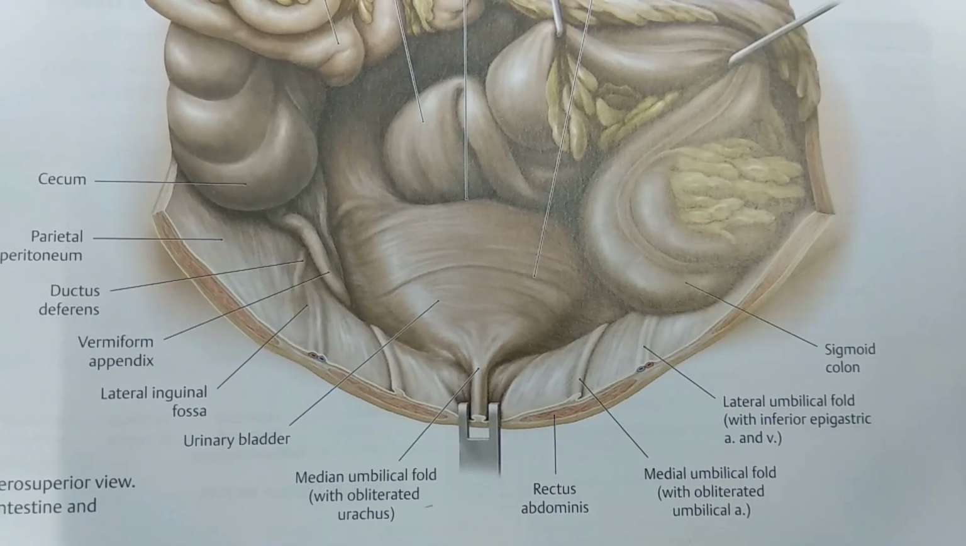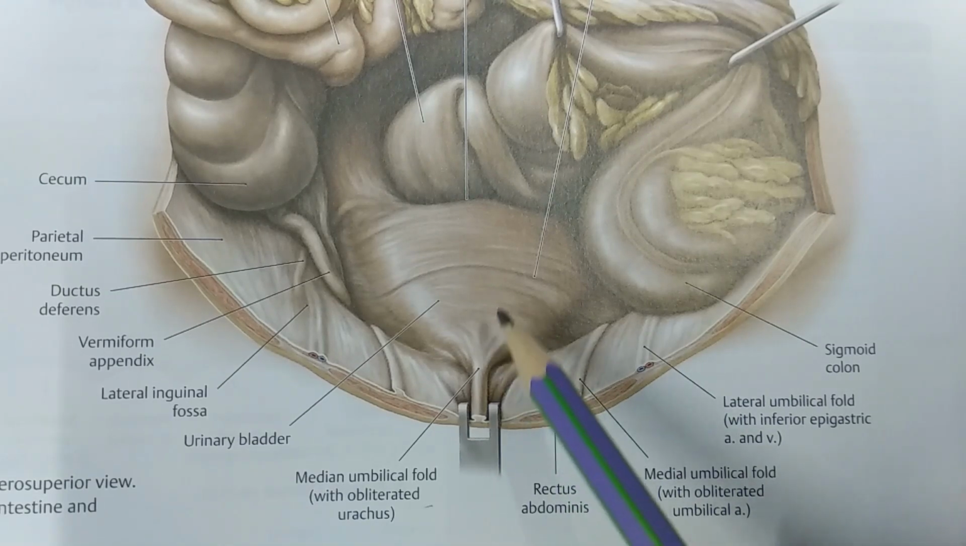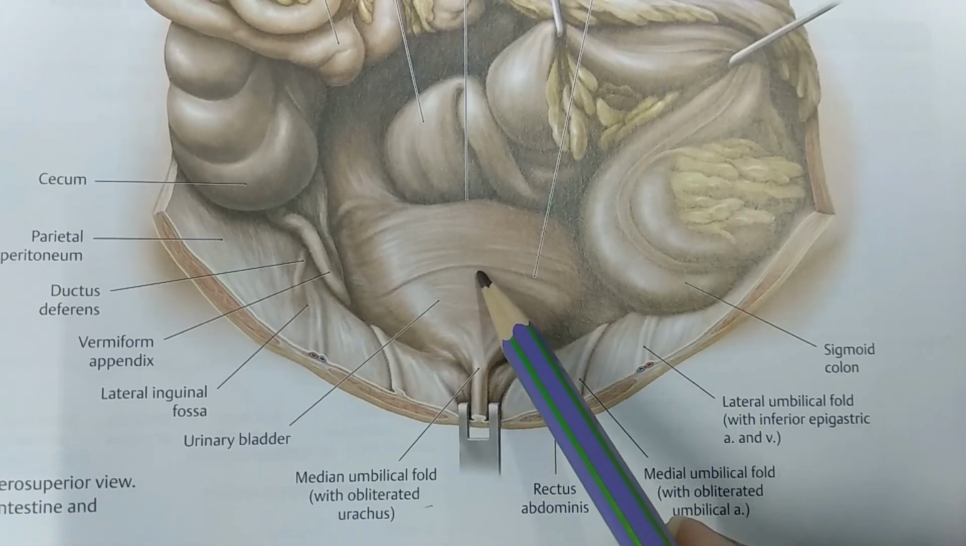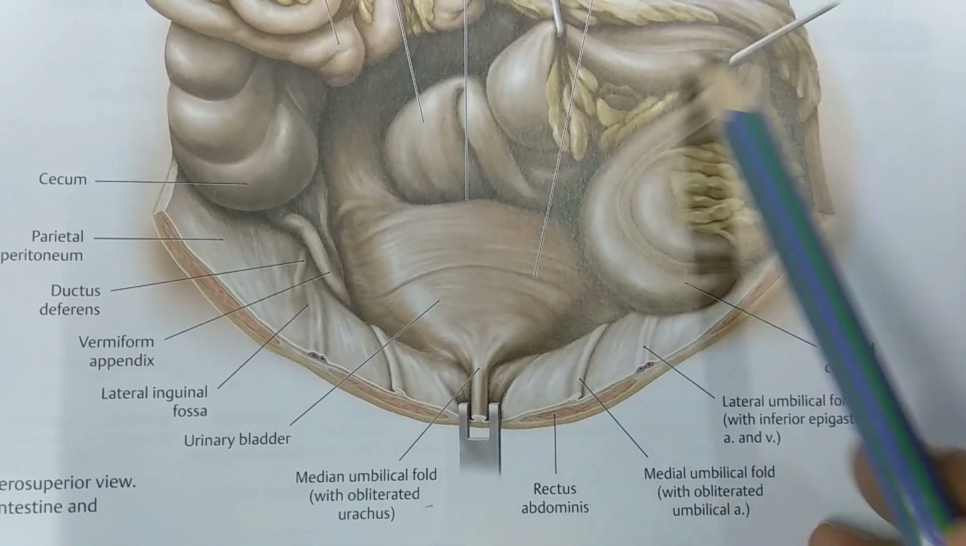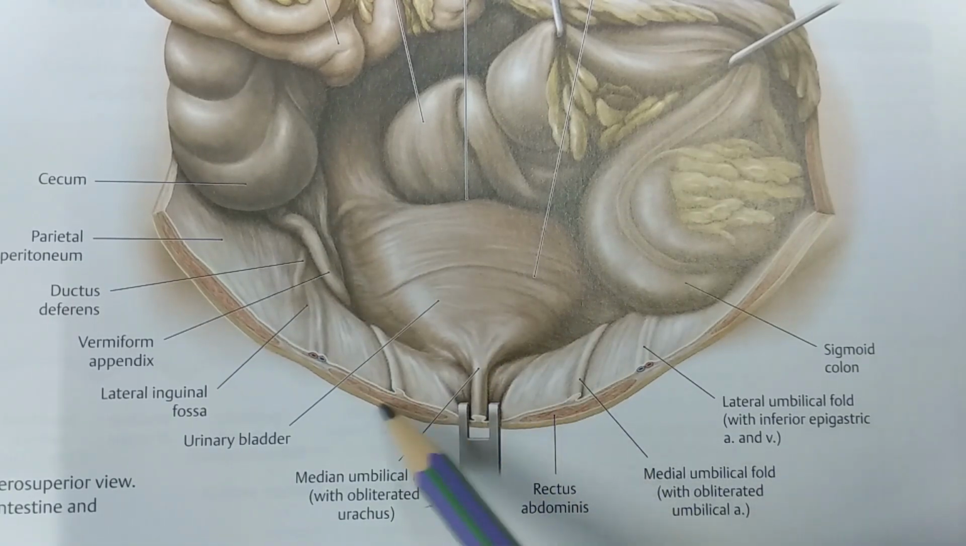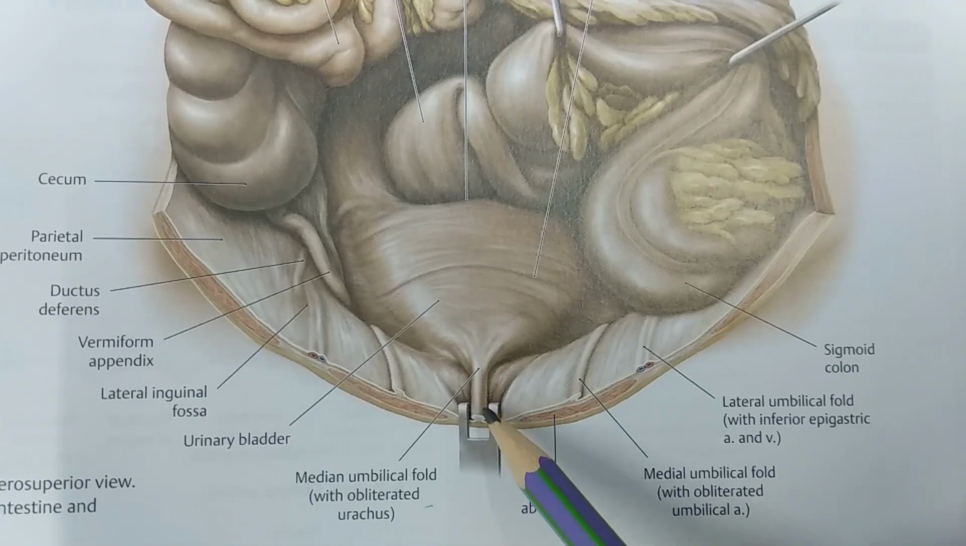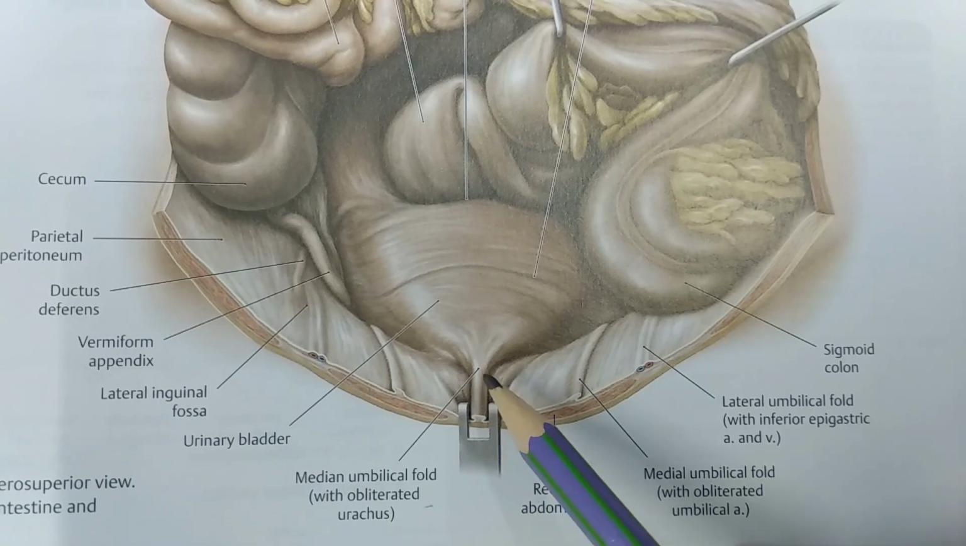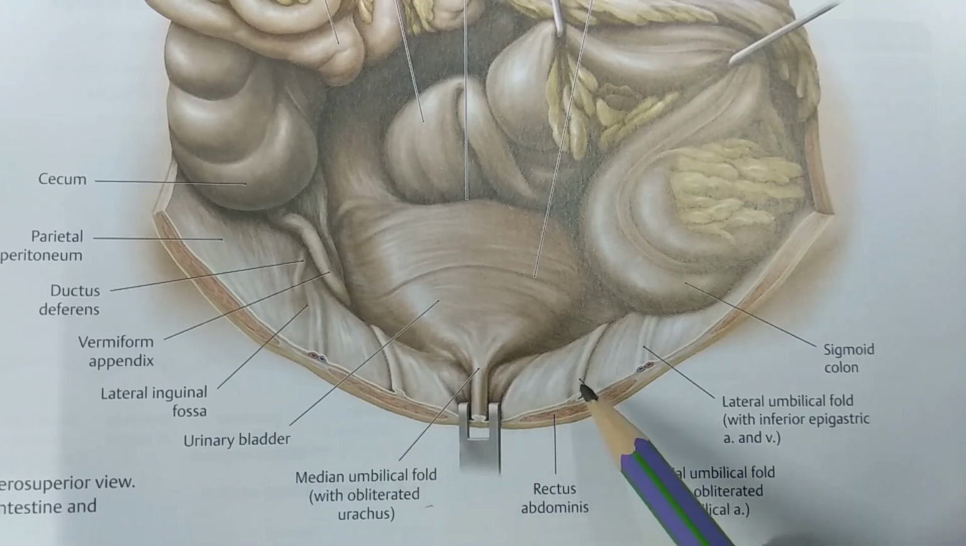To see the peritoneal folds, I have taken this superior view of the male pelvis and the structures coming there. This is the superior surface of the bladder. Here, this is the rectum, this is the sigmoid colon, cecum, and here will be the anterior abdominal wall and the pubic symphysis. Now, anteriorly there are 3 folds. One is median and 2 are medial. Okay, 1 median and 2 medial umbilical folds.